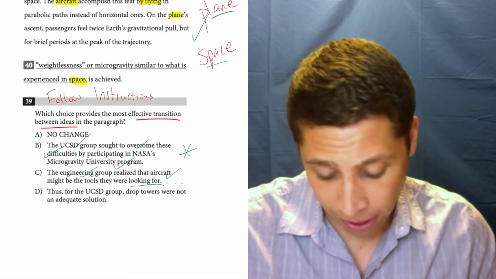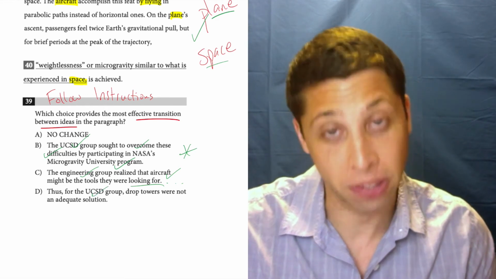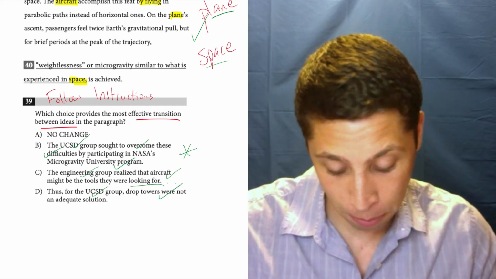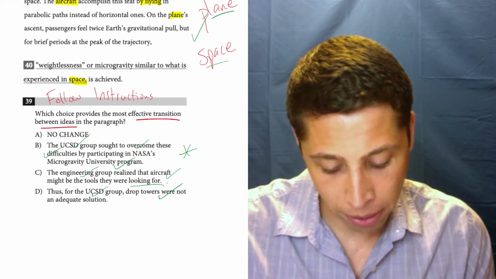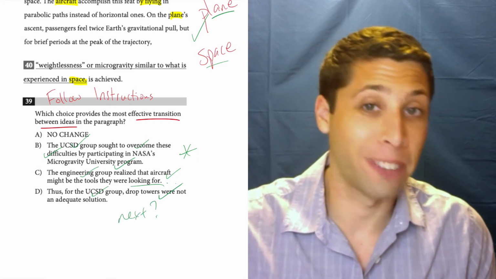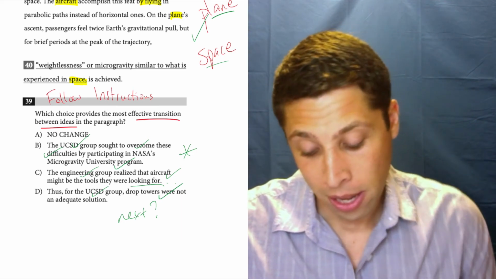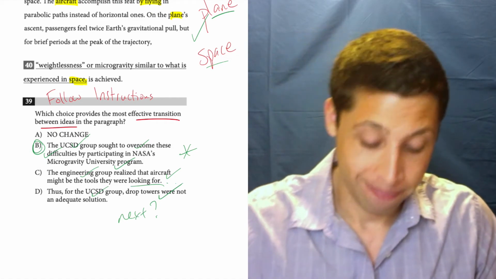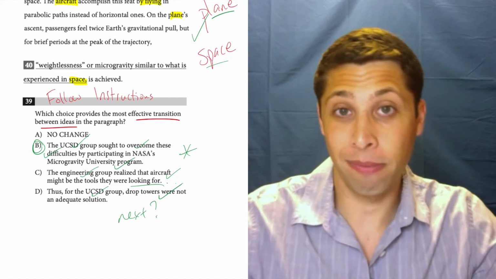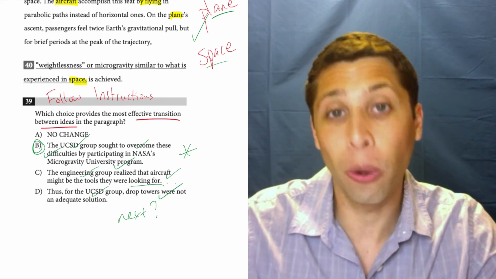D, "Thus for the UCSD group, drop towers were not an adequate solution." So again, it's talking about the study, and it's talking about the problems that came before, but it's not talking about what comes next. So it has some check marks, but not as many as B. And that's why B is right. Not because the others are terrible, but because B is the best one. It does more. It accomplishes the goal better.